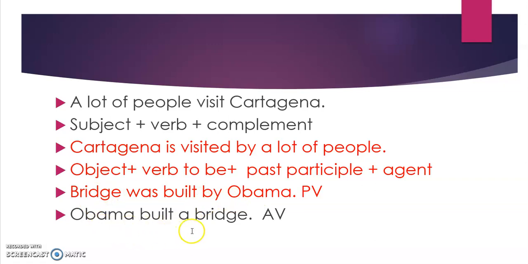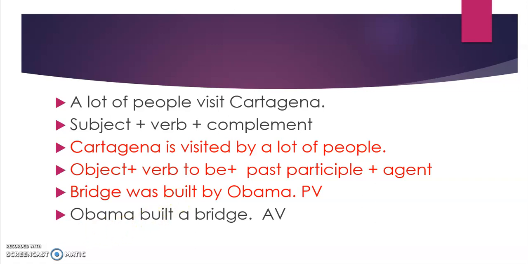Obama built a bridge. Obama construyó un puente. El puente fue construido por Obama. Si te puedes dar cuenta, si ves la diferencia. Obama construyó un puente. El puente fue construido. Cuando nosotros nos referimos a oraciones en voz pasiva, generalmente o casi siempre, ¿sí? Los verbos terminan en ido o en ado. El pasado participio, para que lo tengas en cuenta, en ido o en ado.